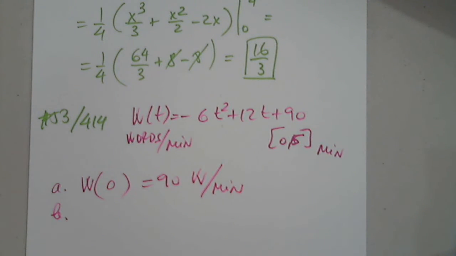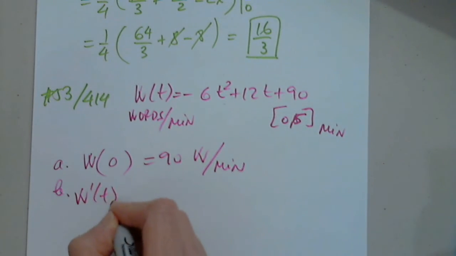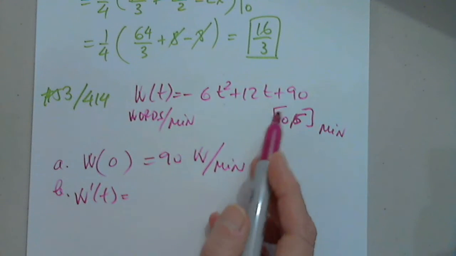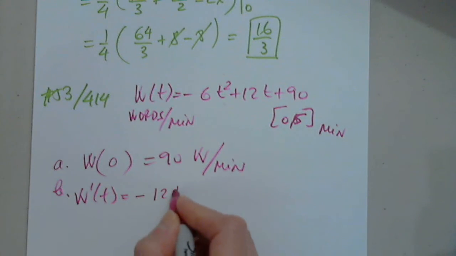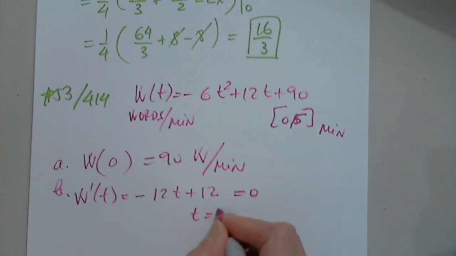Part B. Find the maximum speed and when it occurs. So how do I determine the maximum speed? You have to use the first derivative. Awesome. Brilliant. Thank you. Good. So let's find W prime of t. Not a big deal. It's quadratic, right? Negative 12t plus 12. Set it equal to 0, and we get t equals 1 minute.